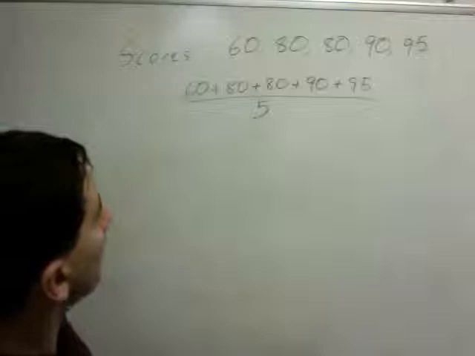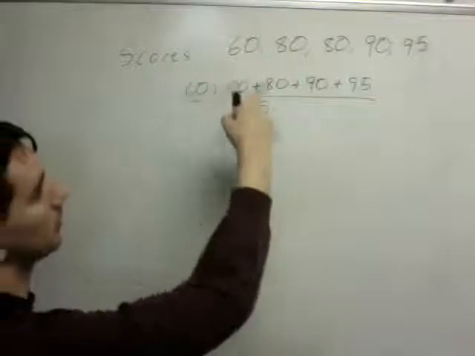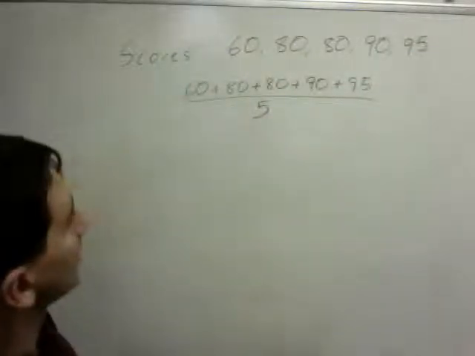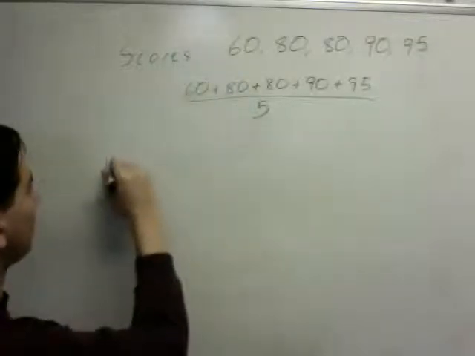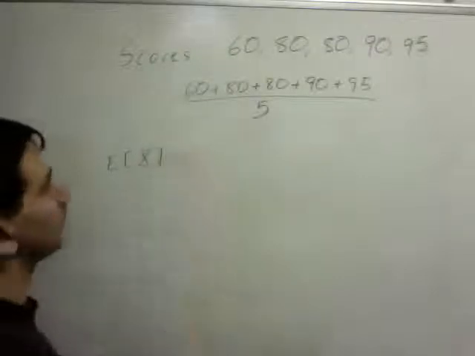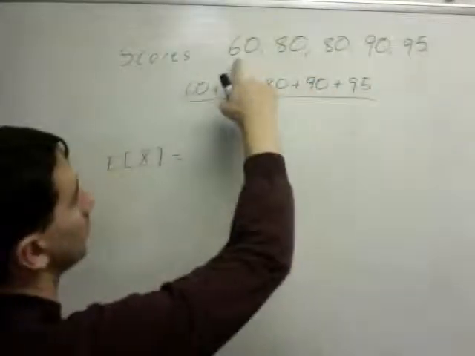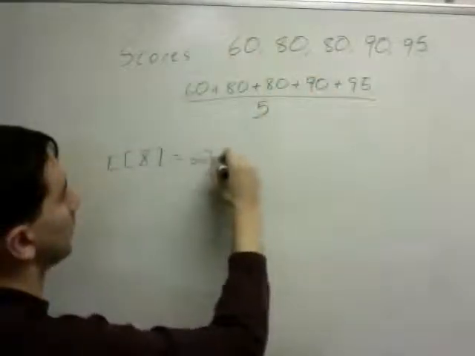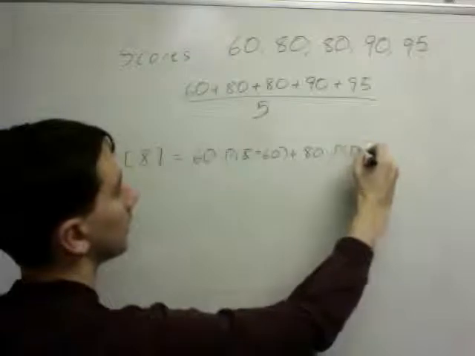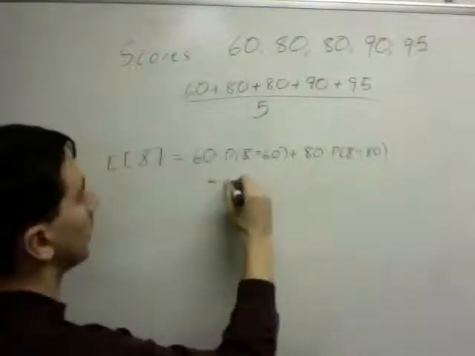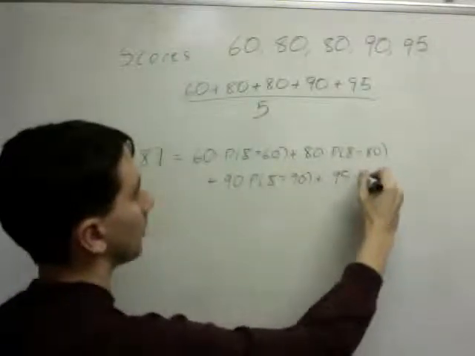Okay, but if the scores are evenly weighted, we could let x be the random variable that denotes the scores. So your scores aren't completely random, but if we treat them as if they were random, you could let x represent the scores, then we would have the expected value of x is equal to, and we can compute it using that formula that I just showed you. There's 5 values here. So we can say 60 times the probability x equals 60, plus 80 times the probability x equals 80, plus 90 times the probability x equals 90, plus 95 times the probability x is 95.